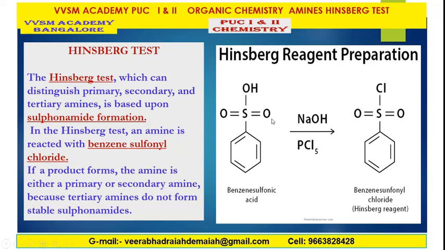So this is the Hinsberg reagent preparation. Benzenesulfonic acid is treated with phosphorus pentachloride, and you will get benzenesulfonyl chloride. This is the Hinsberg reagent. This is the Hinsberg test.